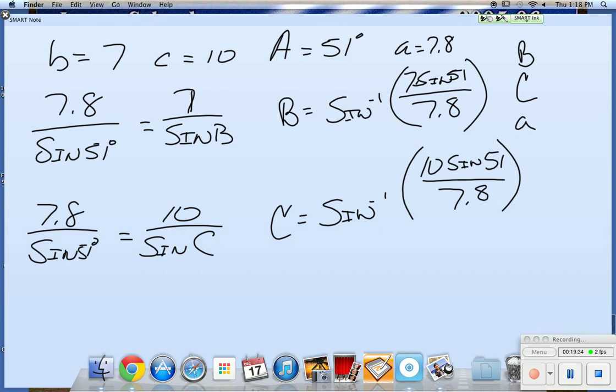Where are you looking? That's sine. That's part of my sine. 51 degrees. 7 times sine. 7 sine 51 degrees.